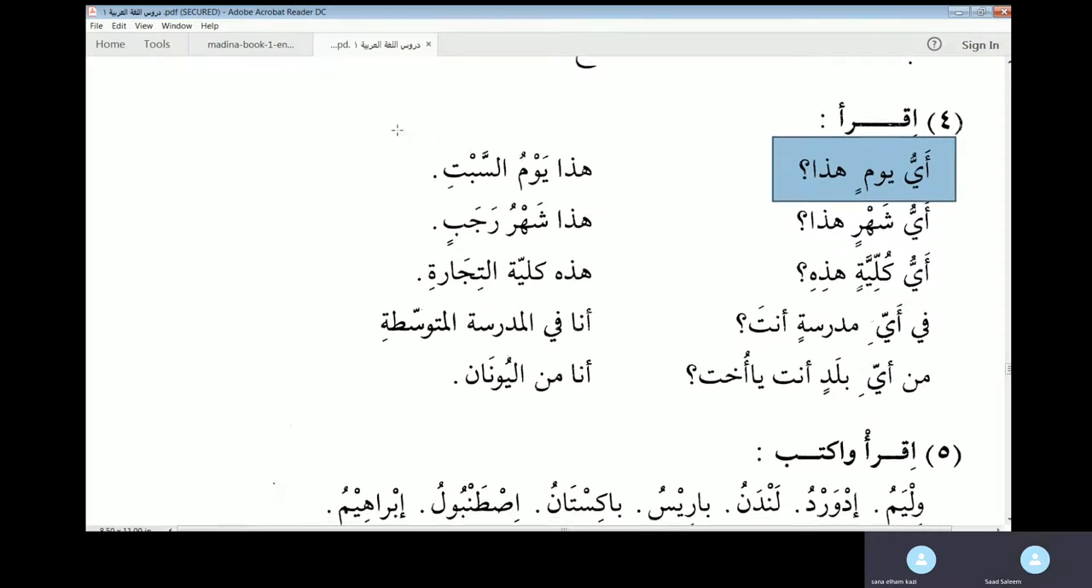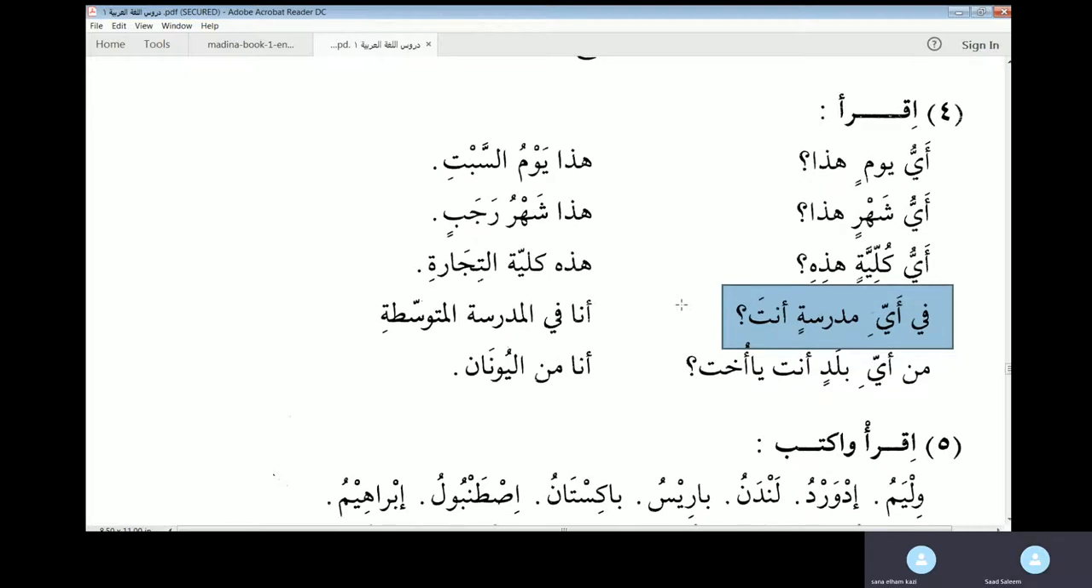Ikhra, read. Ayu yawmin haza? Ayu means which. Which day is this? Haza yawmu sabti. This is Saturday. Ayu shaharin haza? Which month is this? Haza shaharu rajabin. This is the month of Rajab. Ayu kulliyatin hazihi? Which faculty is this? Hazihi kulliyatut tijara. This is the faculty of commerce. Faculty is a feminine word. That's why we are using hazihi.